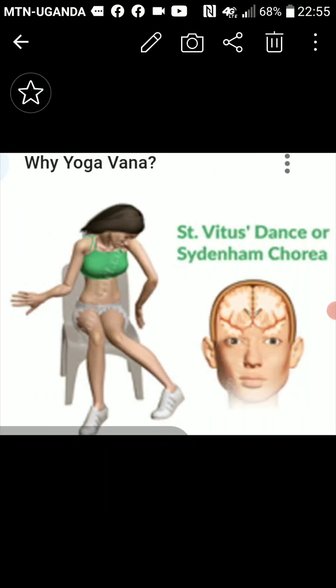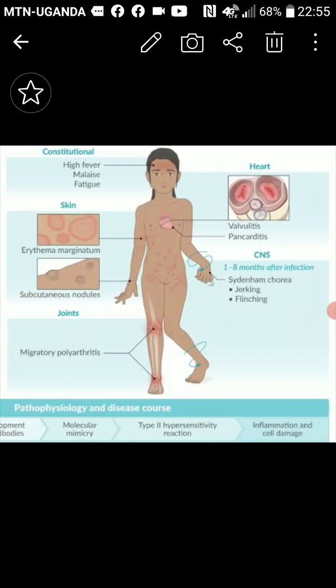Then we have the St. Vitus dance, so we can call it Sydenham's chorea. This is how the patient presents. You can also see this. This is how the patient presents. You can see that asymmetry.